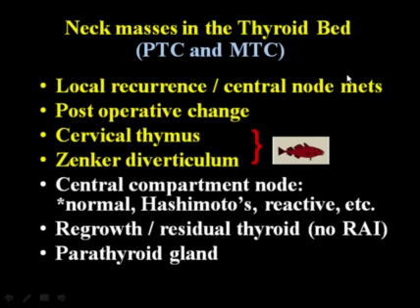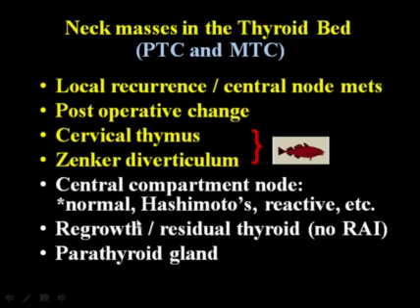The differential diagnosis for neck masses in the thyroid bed in patients with papillary and medullary thyroid cancer includes local recurrence or central nodal metastases and postoperative change. Other lesions that are more red herrings that you won't see as often are cervical thymus, typically seen in the younger patient population, and rarely you might see a Zenker's diverticulum. Other lesions, which I won't show you images of today, include central compartment lymph nodes.